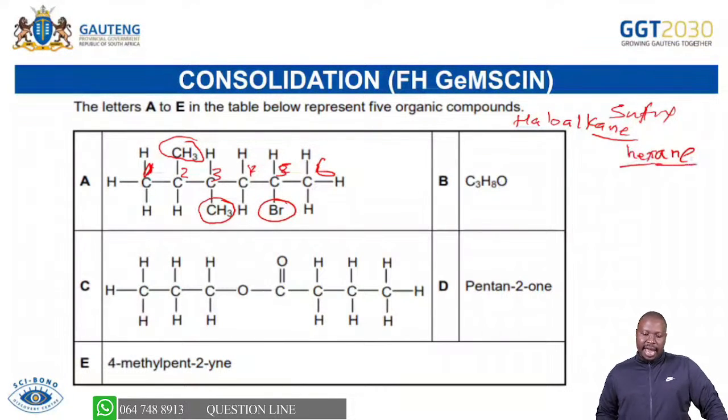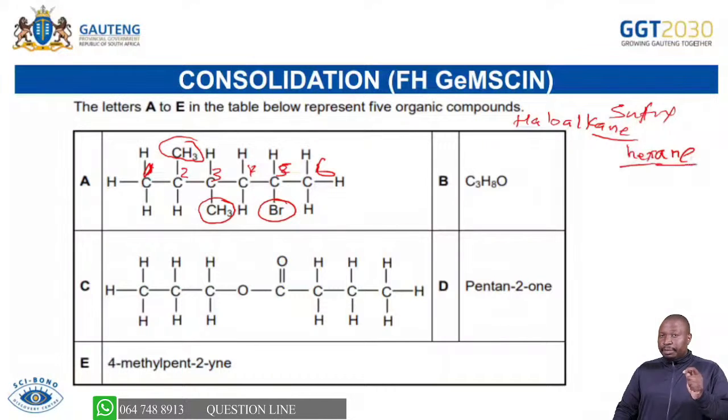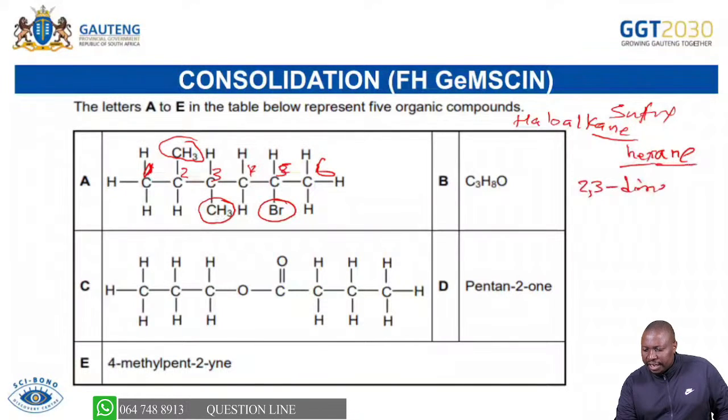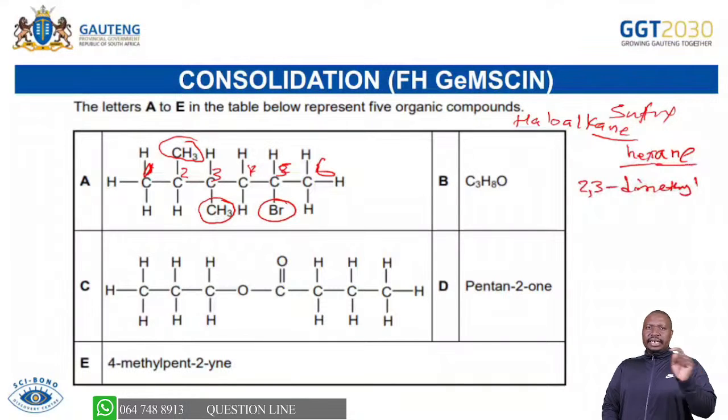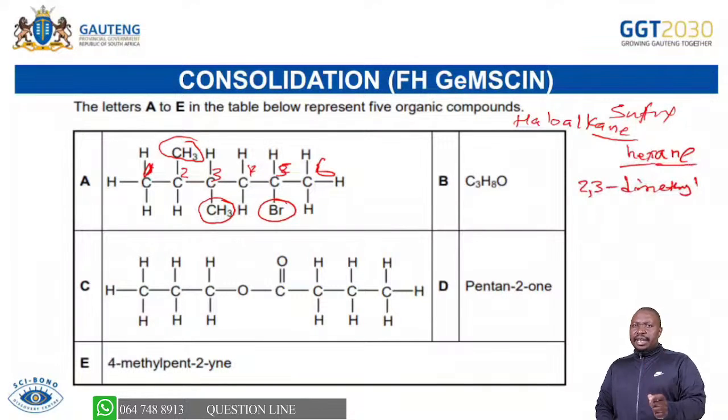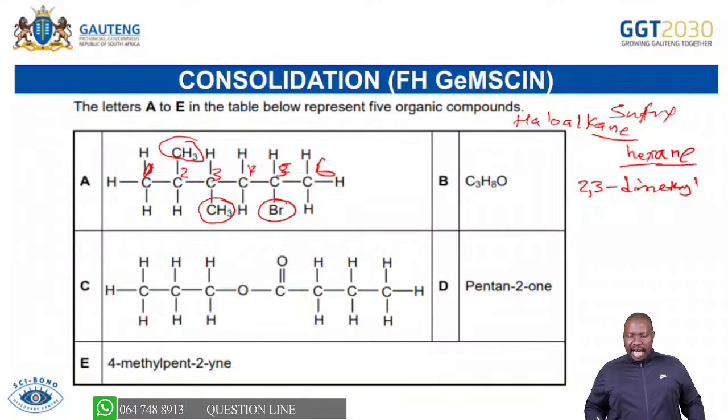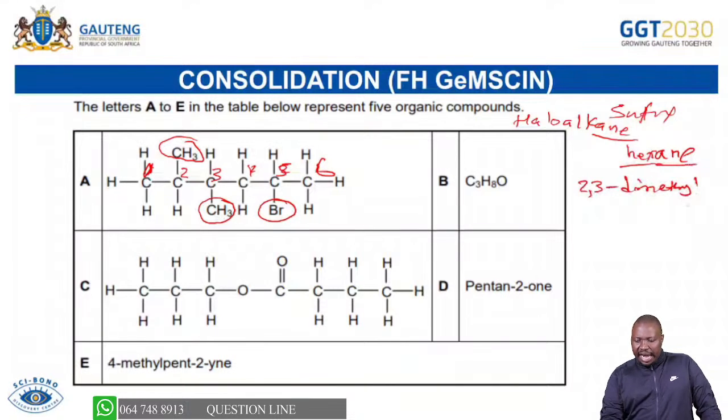The suffix is ane. How many substituents do we have? Yes. Where do we find them? In carbon number 2 and carbon number 3, we have dimethyl. Don't forget the issue of the comma and the issue of the hyphen. 2 numbers are separated by the comma, a number and a letter by a hyphen. So 2,3-dimethyl, that's what you are having there. And then you are saying, okay, we have another substituent in carbon number 5, that is 5-bromo.